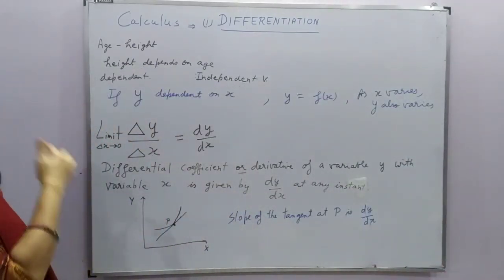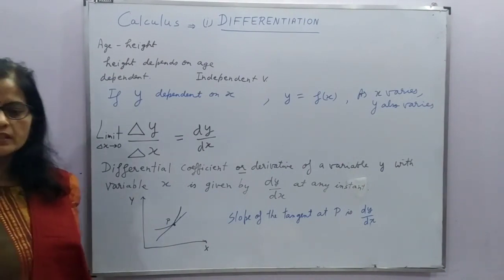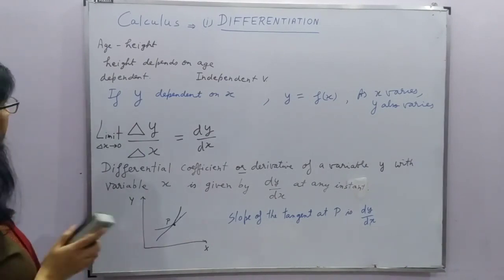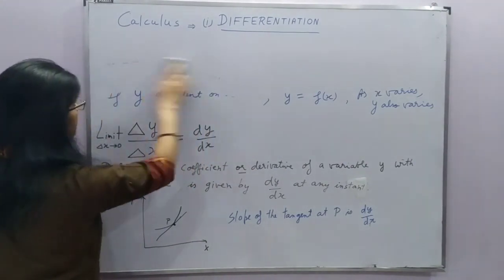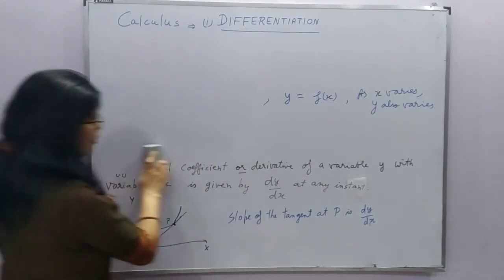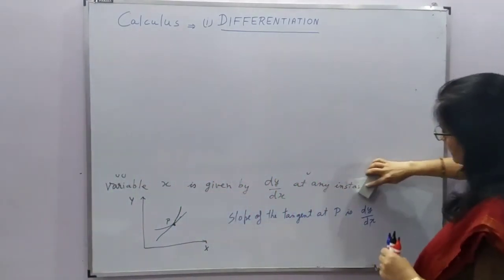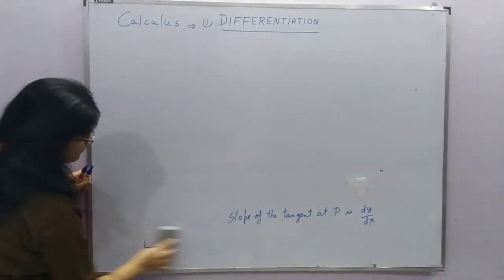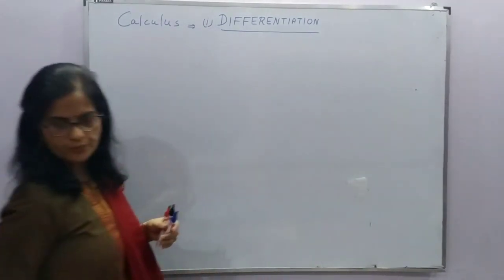Now, how is this concept related to physics? First, I will tell you that, and the basic formula I will introduce and explain you the rules afterwards, right? So, I am jumping all this. So, this way, dy by dx is simply the variation of y variable with x variable such that the change in x is very, very small, it tends to 0, right?